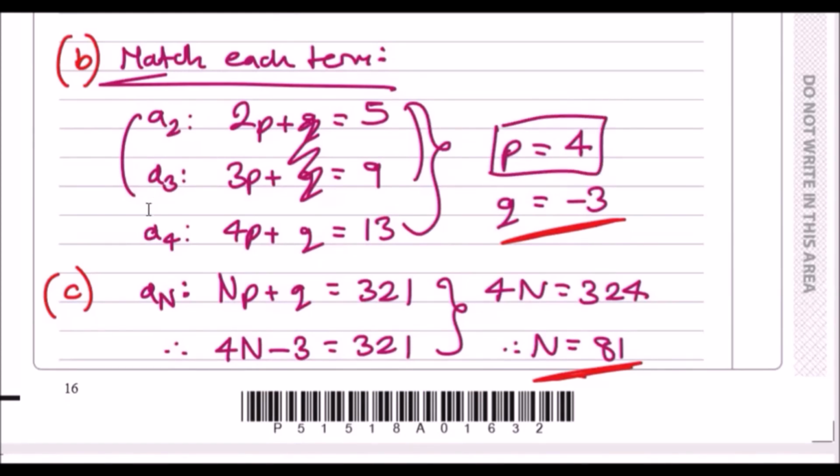And now because you've got p equals 4, you can plug it into any equation. I plugged it back into the first equation because you get 2 times 4 is 8, and then 8 plus q is 5, so solving it gives us q equals minus 3, and that's it.